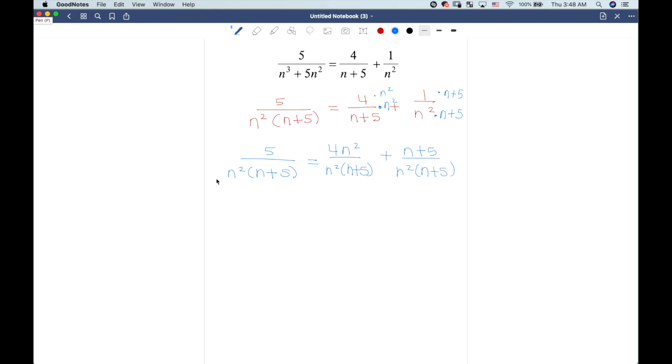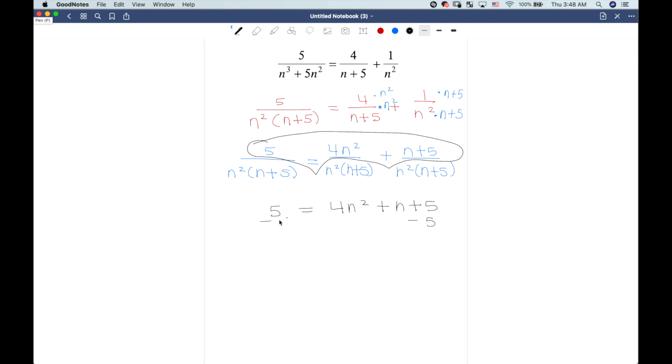I know a lot of you guys are wondering, Miss Choi, why aren't you distributing the denominators? You can, but remember that the moment you have common denominators across the entire problem, you don't need them anymore. You just need the numerators. So if I only rewrite the numerators down, 5 equals 4n squared plus n plus 5. And all I have to do is start solving it.